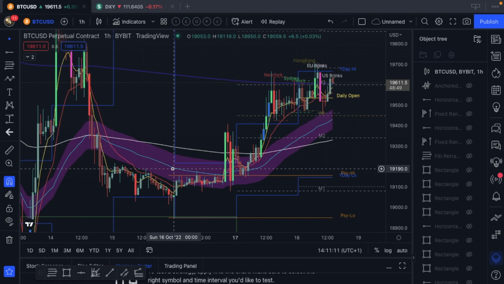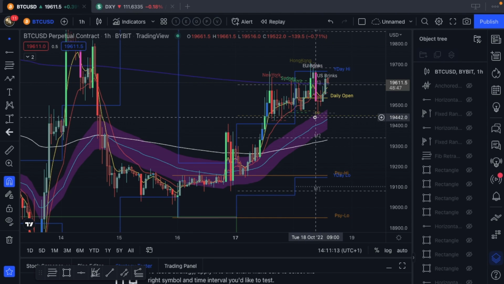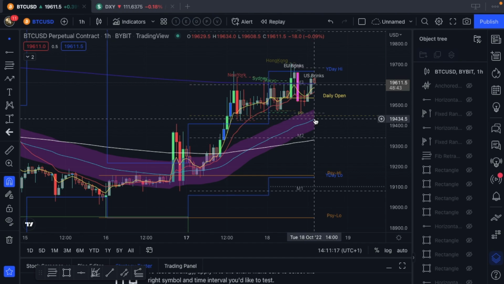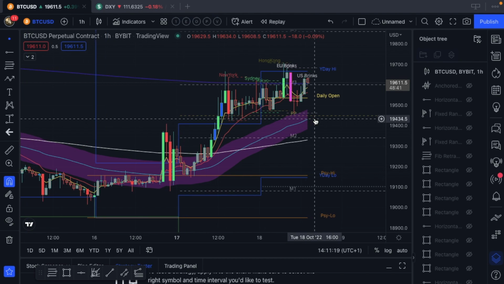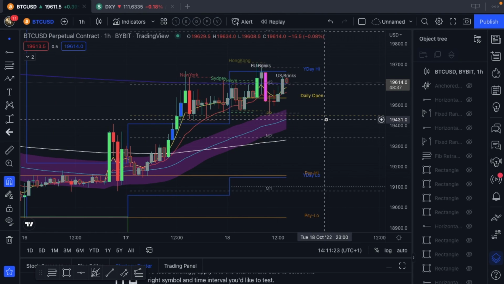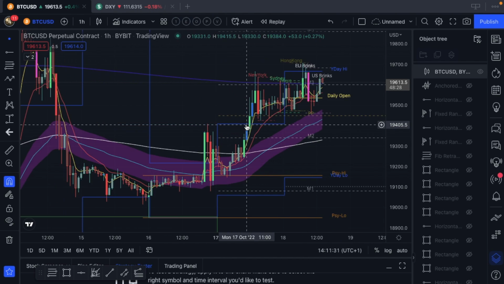So the rules are you trade with the dragon, don't trade against the dragon, but remember those rules were made to be broken. So you can definitely counter trade the dragon. That is completely acceptable, but you definitely got to be a little more aware of what's going on.